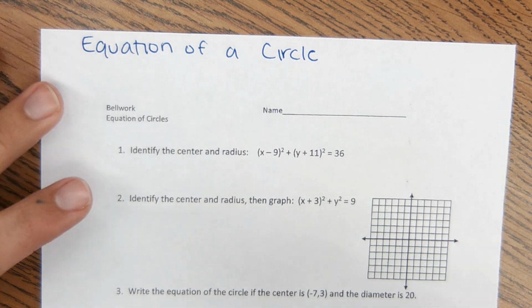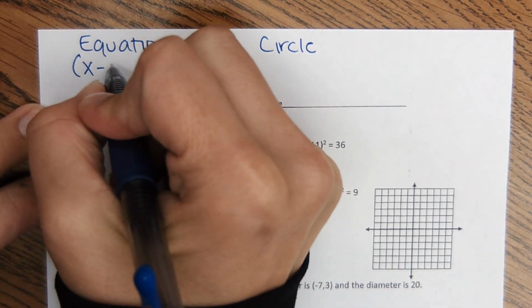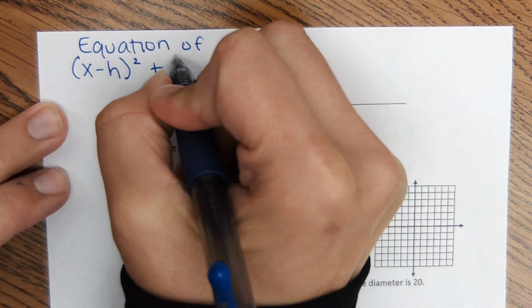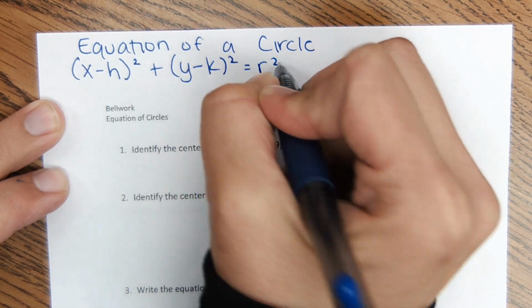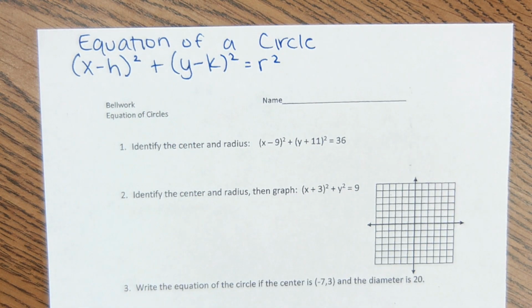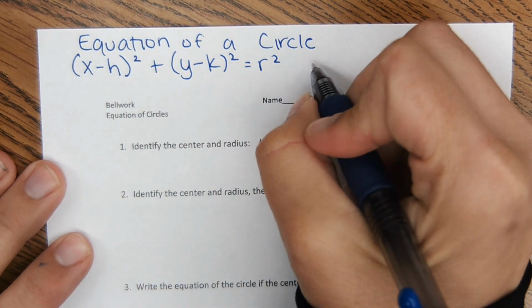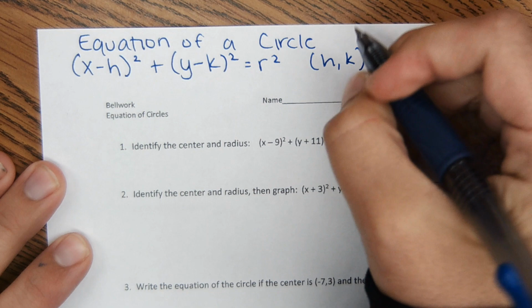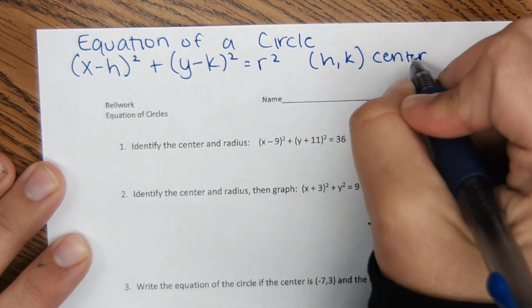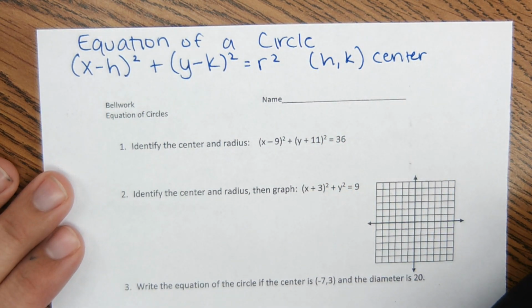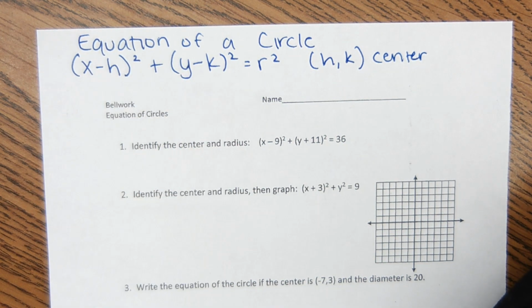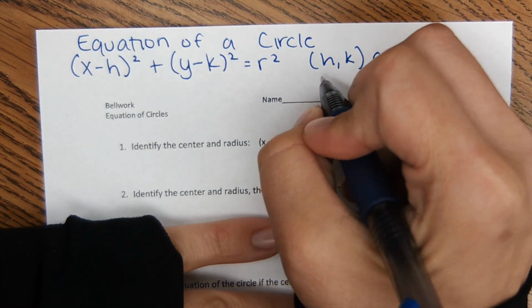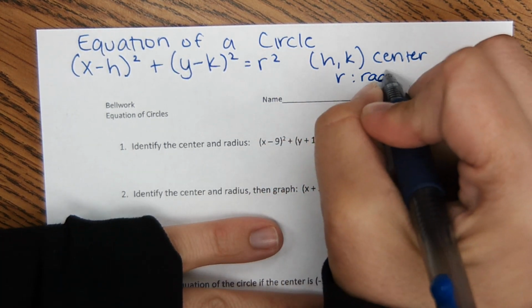Okay, equation of a circle looks like this. It is x minus h squared plus y minus k squared equals the radius squared. So h and k are coordinates of the center of the circle. And notice how the subtraction symbol is part of the equation. It's not part of the coordinate. And then r is the radius.